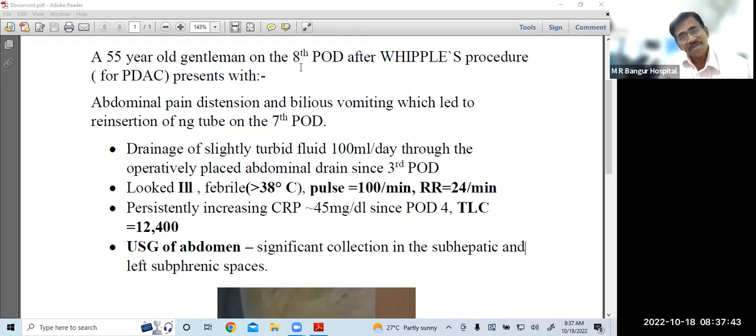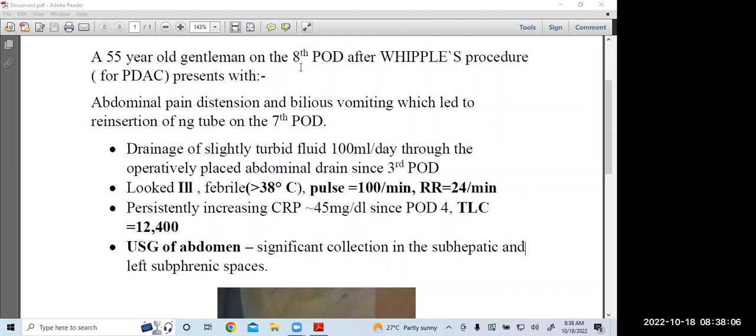Some people claim that in the original publication that came from the dunking group, they had zero pancreatic fistula. But subsequent studies show it is not zero. There is some incidence of pancreatic fistula following that also. But you should know this technique. This is described as the invagination or dunking technique.